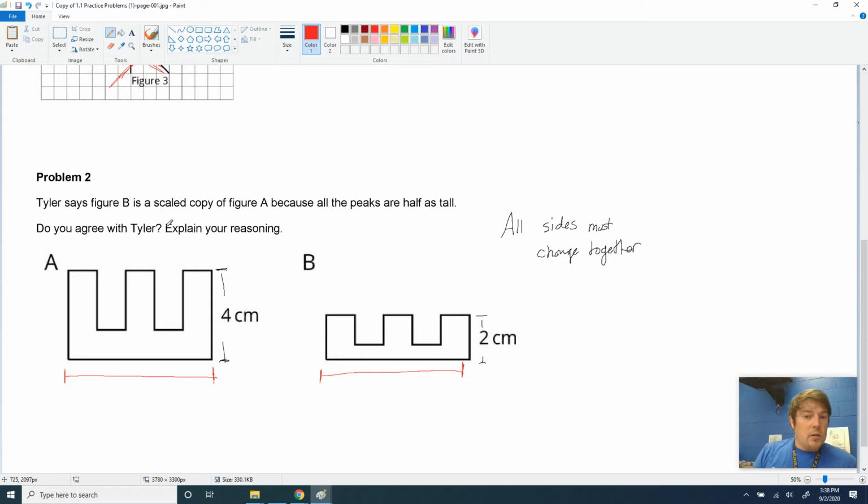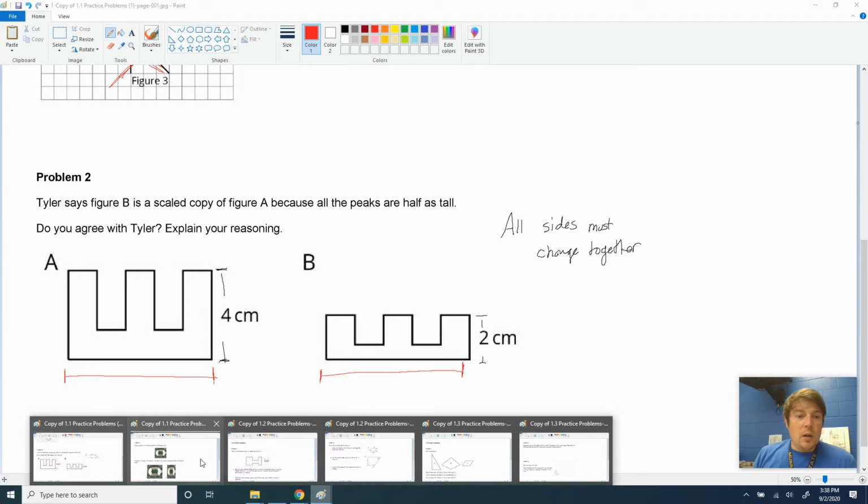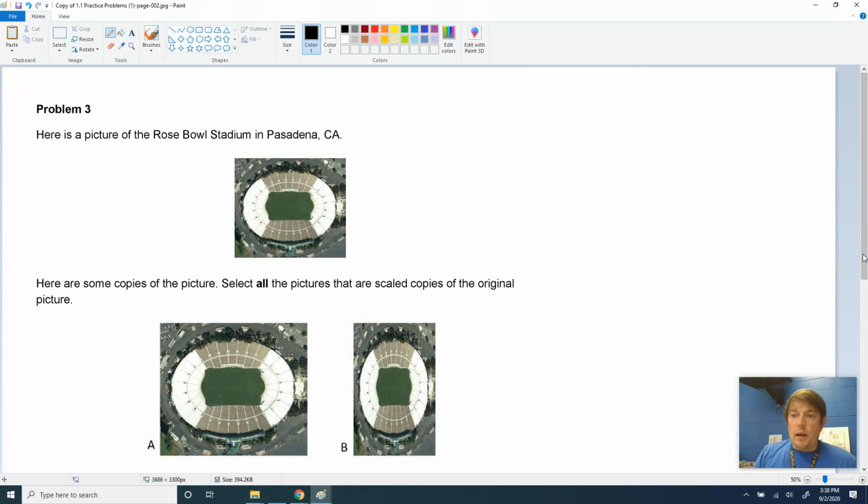So in your answer here, you're not going to agree with Tyler because he's not correct. These are not scale copies. And you're going to say something about all of the sides must change together. All right, we don't agree with him for that reason. All right, so there's the first 2 problems. Let's jump on to the next set of problems, which is on the back of the page.